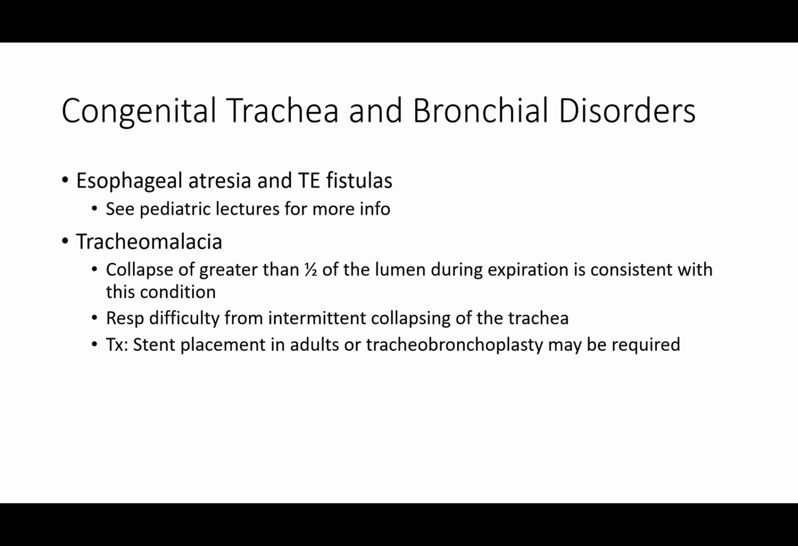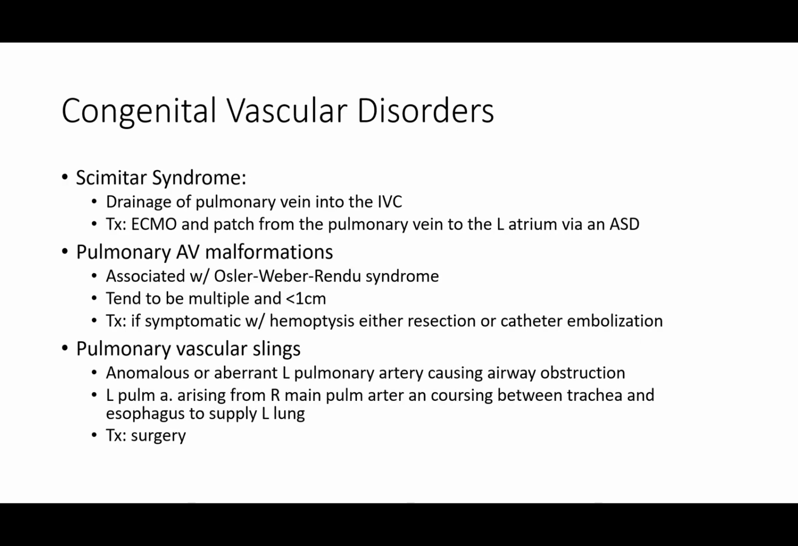Esophageal atresia and tracheoesophageal fistulas. Again, Tyler goes over some of that stuff, so refer to the pediatric lectures for that. Tracheomalacia. This is collapse of greater than half of the lumen during expiration. So you can see this on bronchoscopy. The respirations can be intermittently difficult, or it can be so severe that they require stent placement or some sort of tracheobronchoplasty in adults.